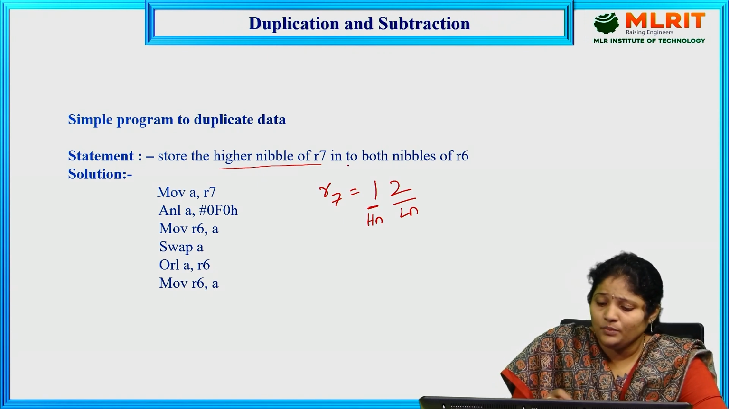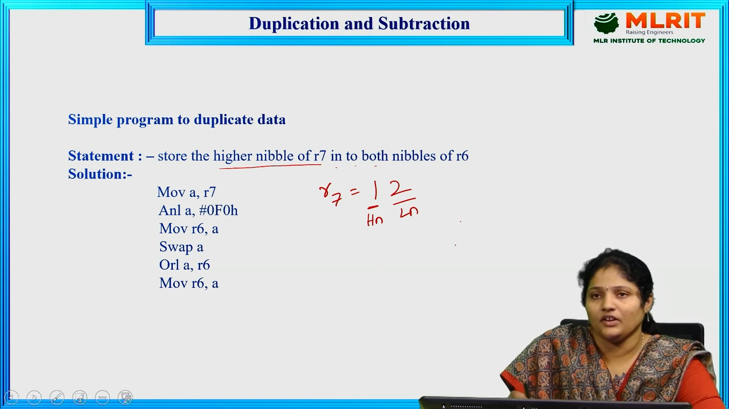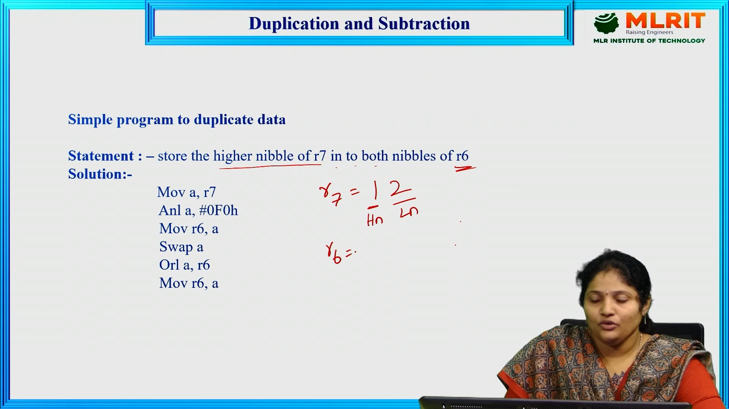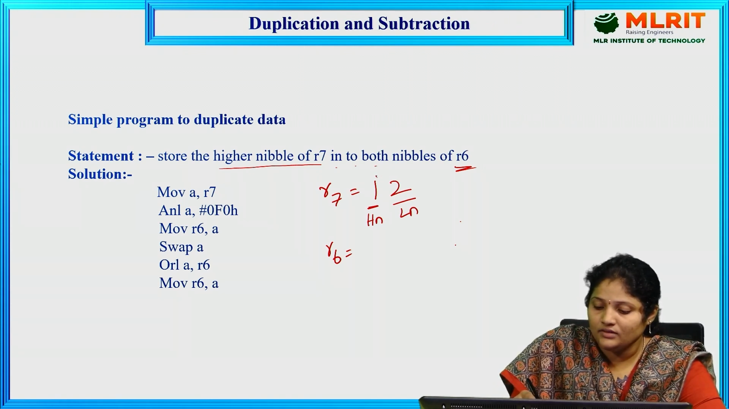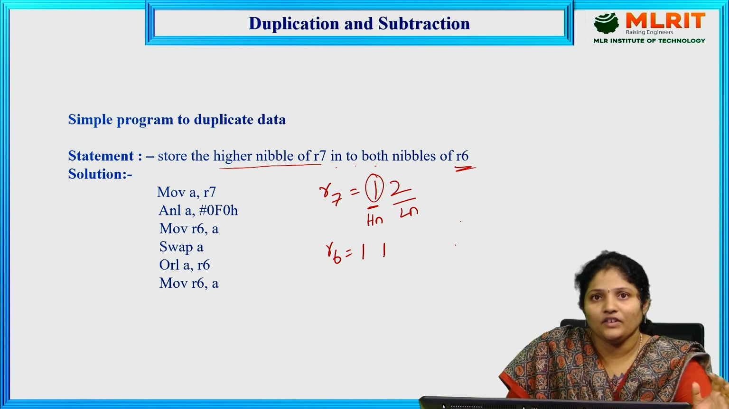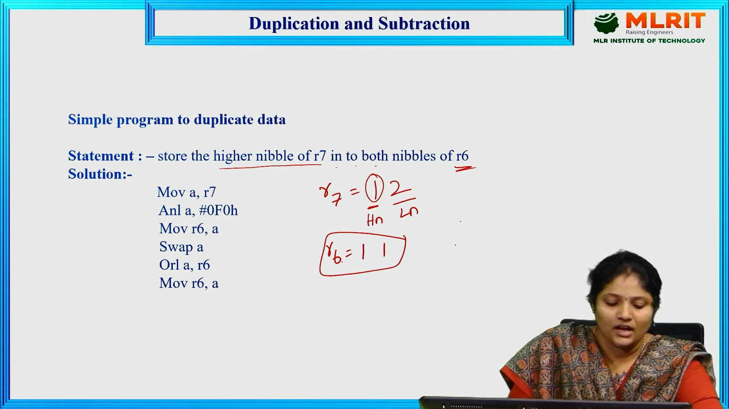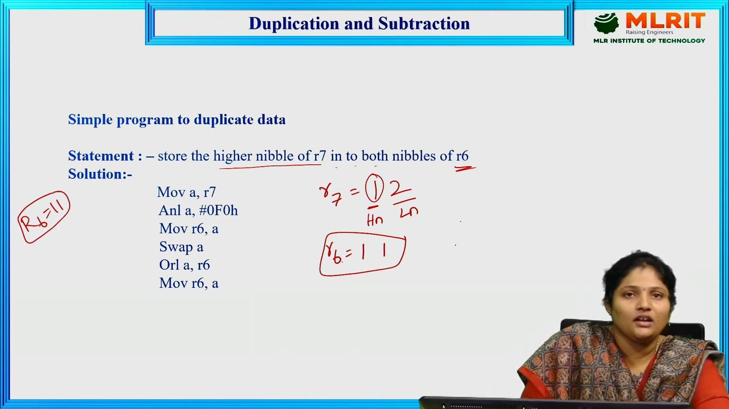And this needs to be stored in which one? Into both nibbles of R7. So R7 needs to be filled with the higher nibble of R7. So the contents after executing the program: the R6 register needs to have the data 11.